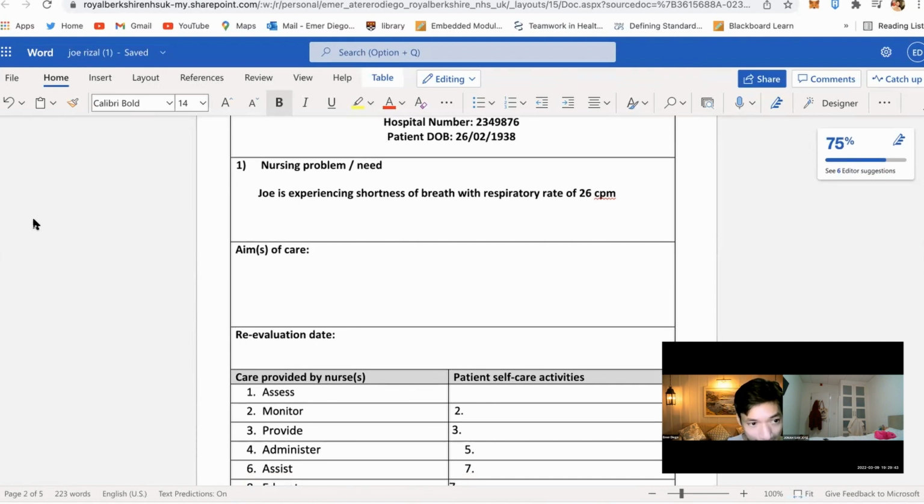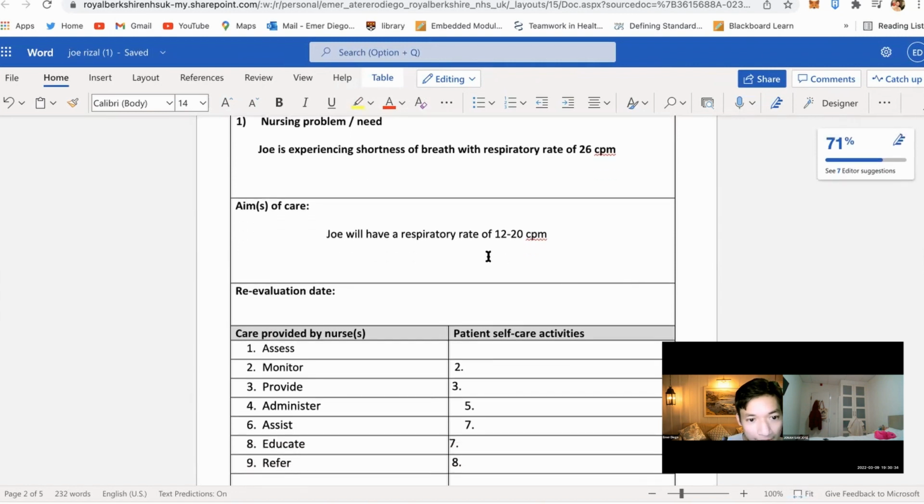Okay? What is our aim of care for this problem? Joe will have a respiratory rate of 12 to 20. Joe will have a respiratory rate of 12 to 20 cycles per minute. Okay? So that is our normal respiratory rate. Are we all happy with this? Thank you for that, Dalal.